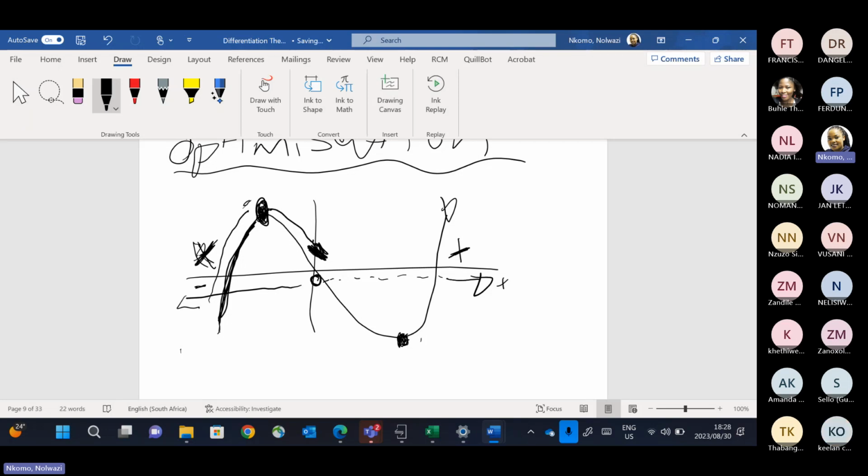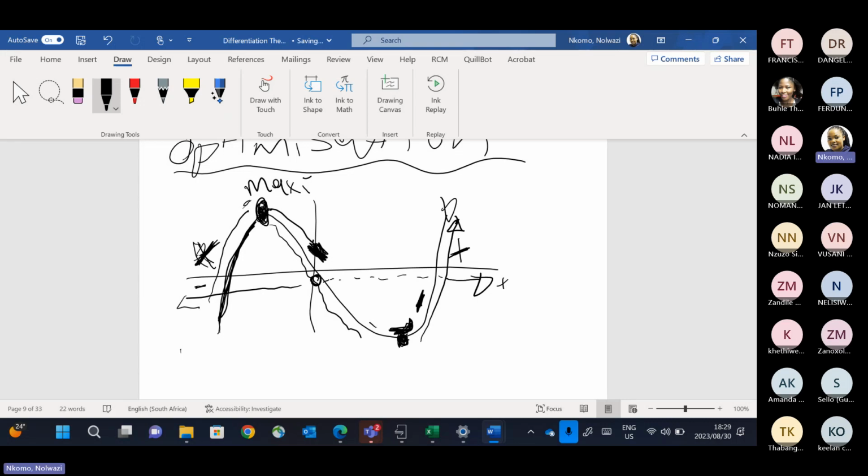Again, we said this part is negative, right? And this part is positive. So this means this point whereby our graph is moving from negative to positive, we call this point the stationary point. Okay. The stationary point whereby the graph is moving from positive to negative is called the maximum point.